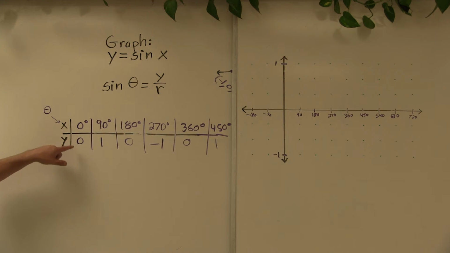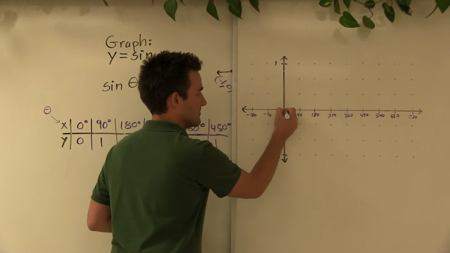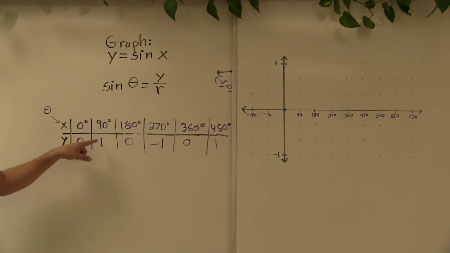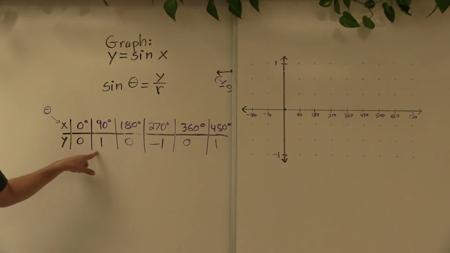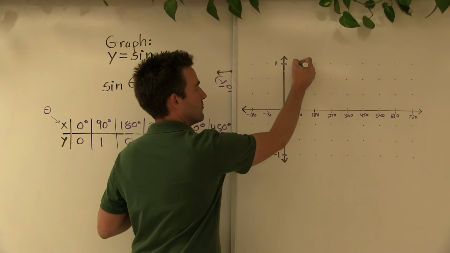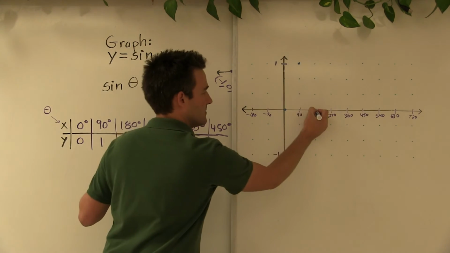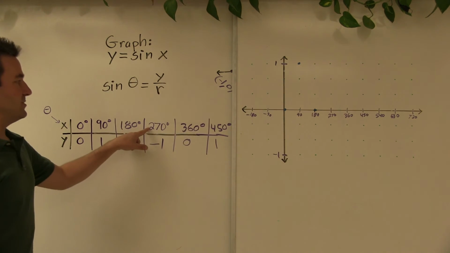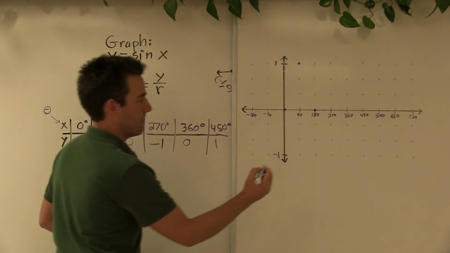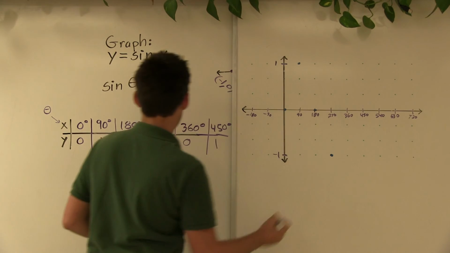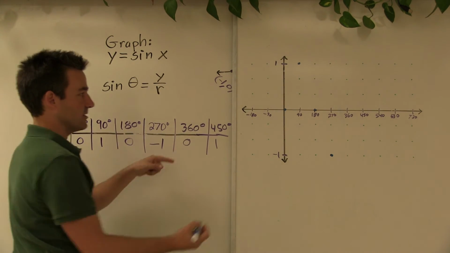All right, 0, 0. So our x coordinate 0, y coordinate 0. That's right here. 90. So at 90 degrees, our y coordinate is 1. So 90 degrees, here's 1. 180, 0. 270, we're at -1. 360, we're at 0.